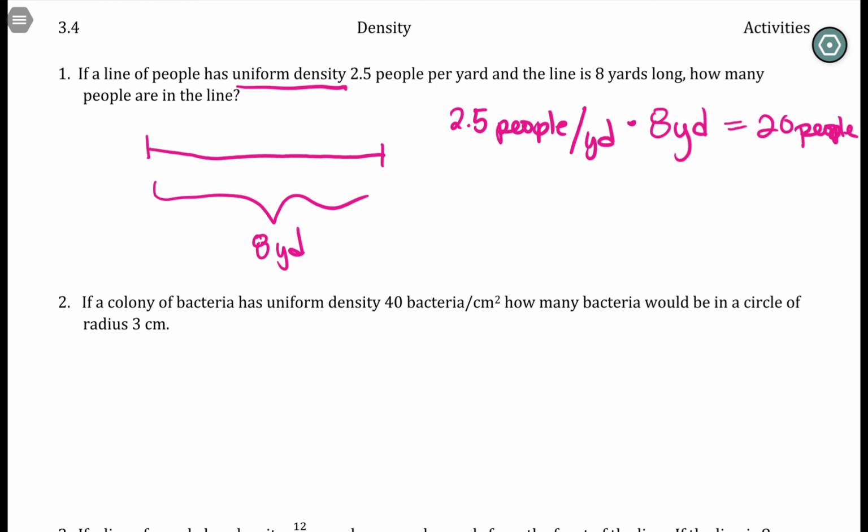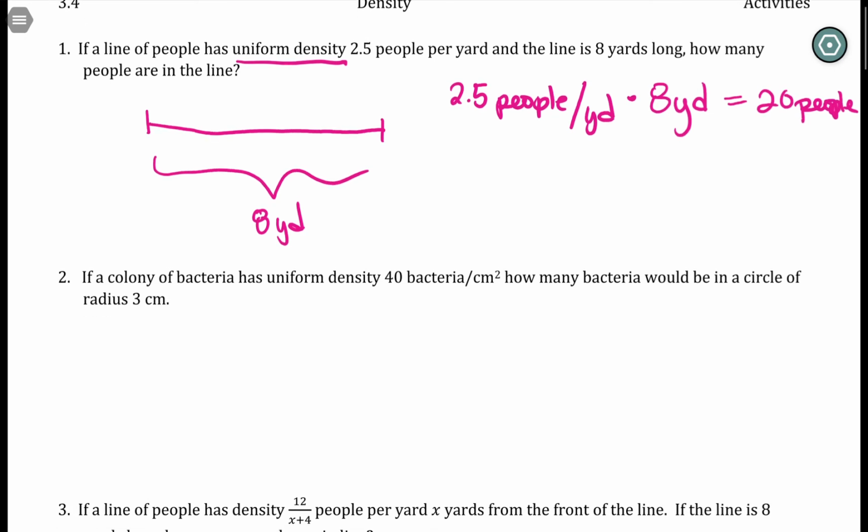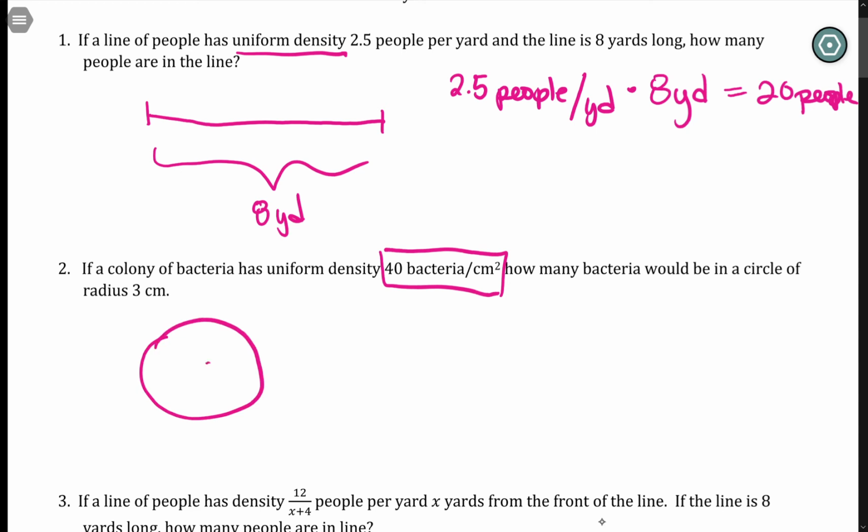So let's look at number 2, and then we'll do a different video to work on some of the calculus versions. Okay, so in number 2, we have a colony of bacteria, again with uniform density. So we know we have 40 bacteria per square centimeter. So we're knowing the density of bacteria per unit area. We want to know, if these are spread out on a circle, that's a really ugly circle, with radius 3 centimeters, how many bacteria would there be?